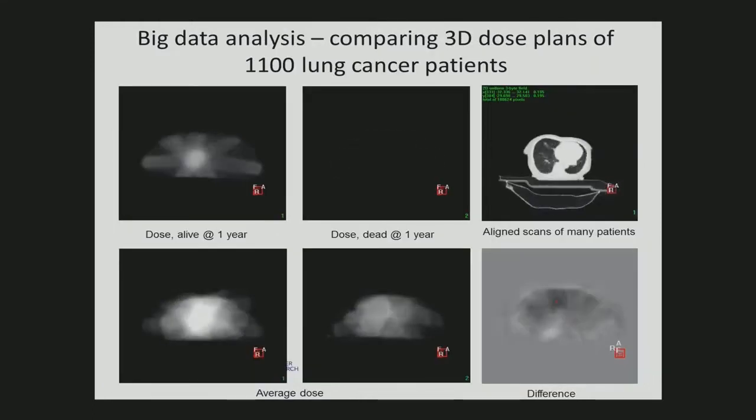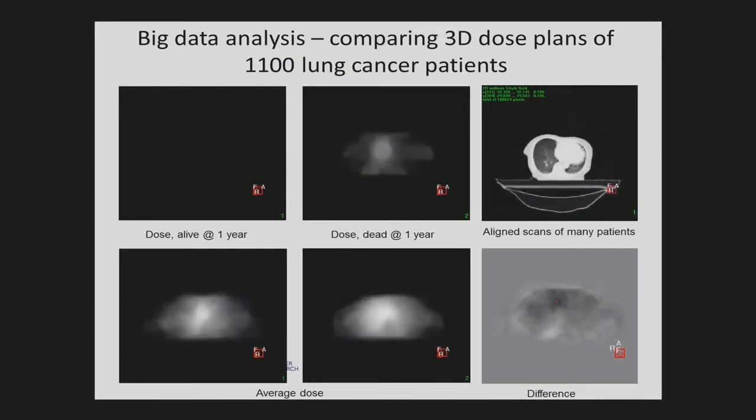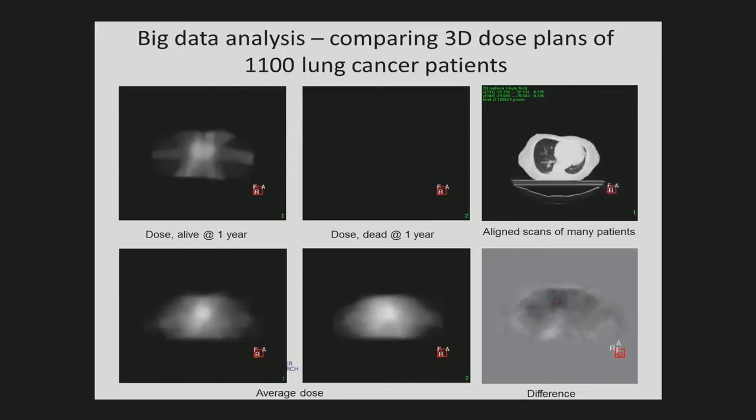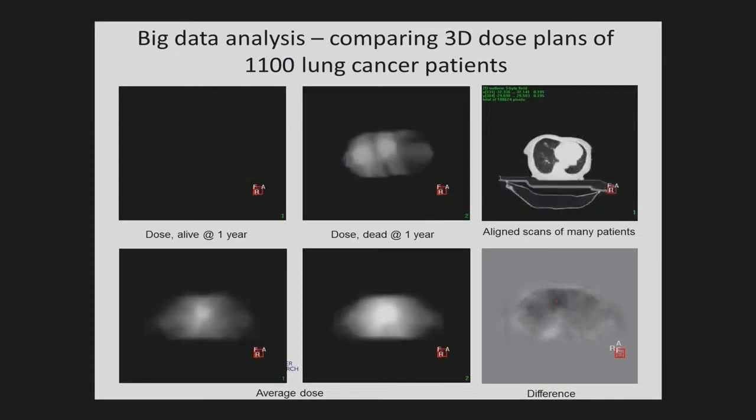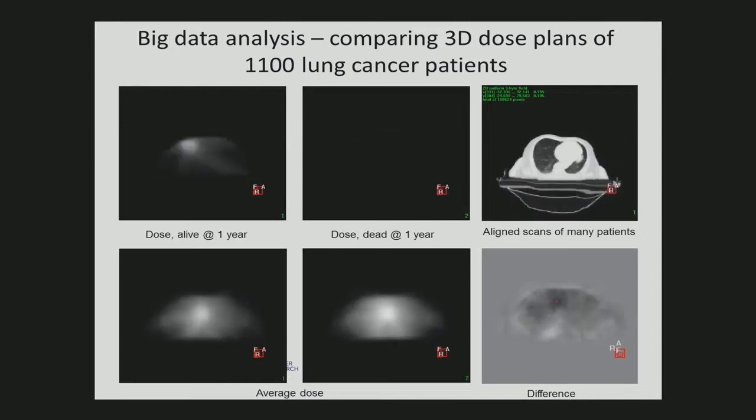So when I moved to the Christie, I thought, let's try the same thing in lung cancer. In lung cancer patients, you're treating again with multiple beams, but the cancer can be anywhere in the lung. So it's quite different from prostate, where the prostate is always in the same place. So you see beam arrangements flashing by, all from different patients, but now they're split out. These are the patients that are alive after 1 year of treatment, and these are the patients that are dead after 1 year of treatment.